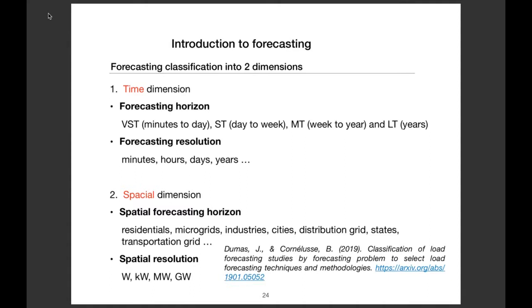And the second dimension is the spatial dimension, the spatial forecasting horizon. It is not the same thing to forecast the PV generation of a very small microgrid, or all the PV generation of Belgium, for instance. And so depending on the dimension, and where you are in this classification, you will not use the same model.